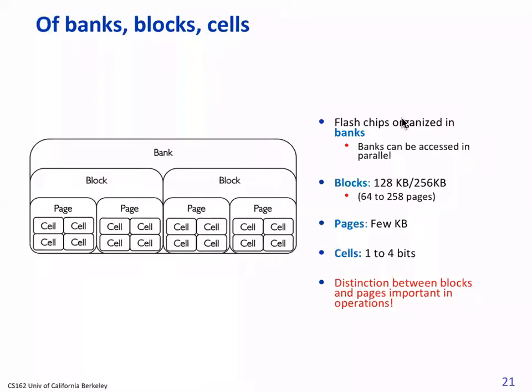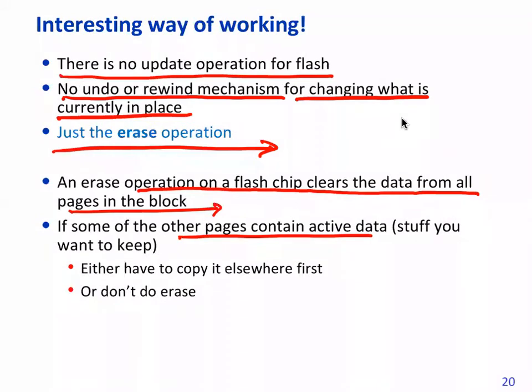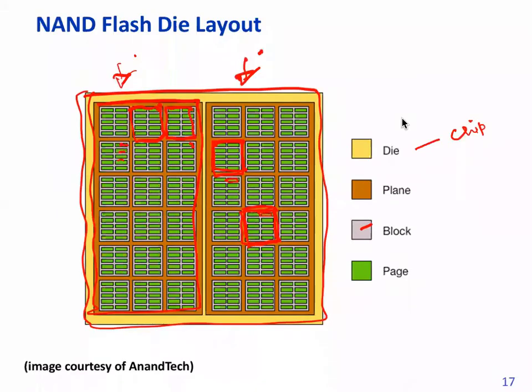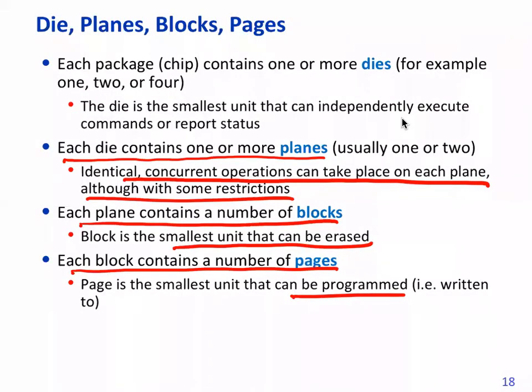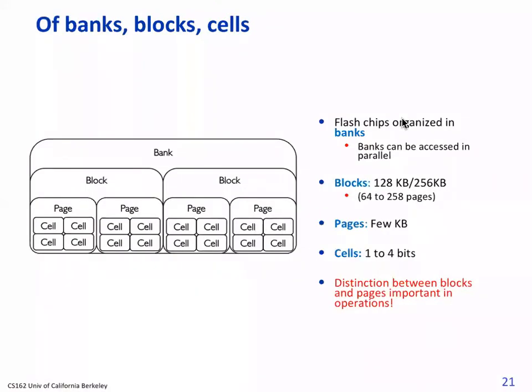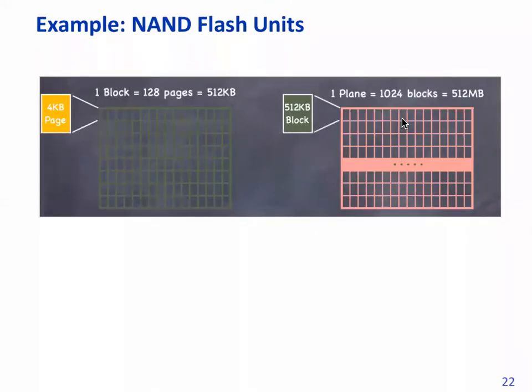So now the same data is presented in a different way. We have the concept of, as we have seen, plane or bank. Here we can say in brackets, bank, or we can say plane. So there is a plane, then block, then page, and within the page we have cells. The same data is presented here. Okay, this is another view.